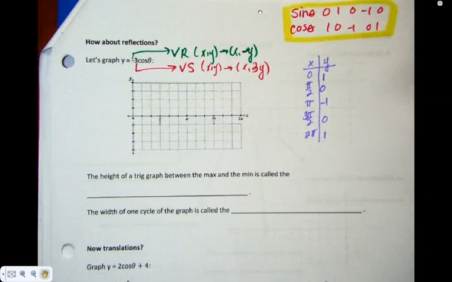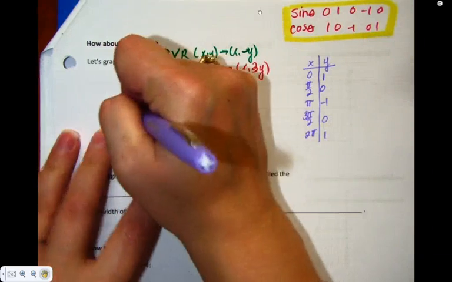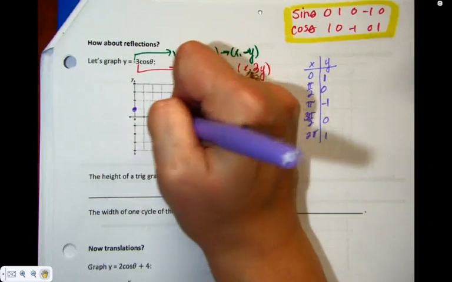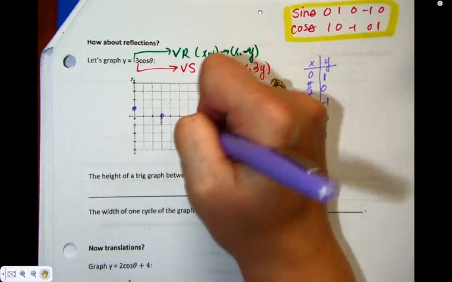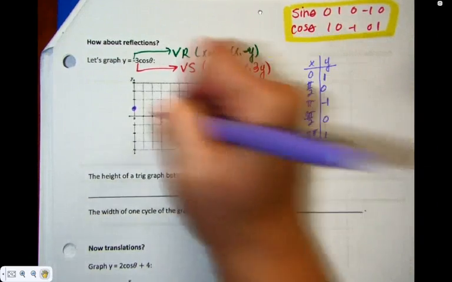Base graph, so take away that reflection, take away that stretch, we're down to cos, so our values are here, so it starts at 1, goes to 0, goes to negative 1, 0, and 1.